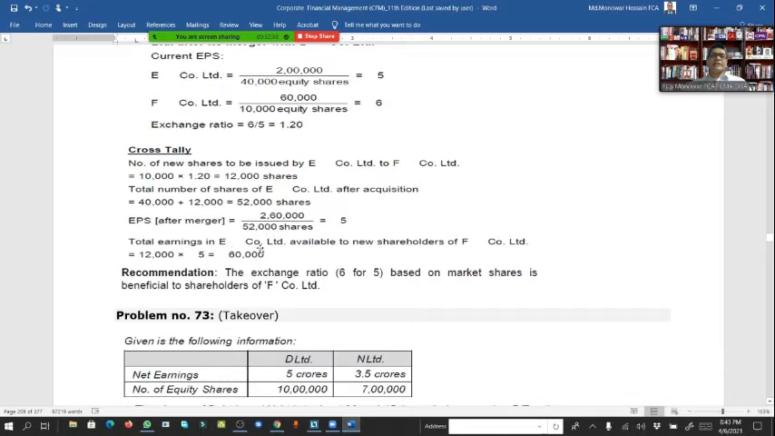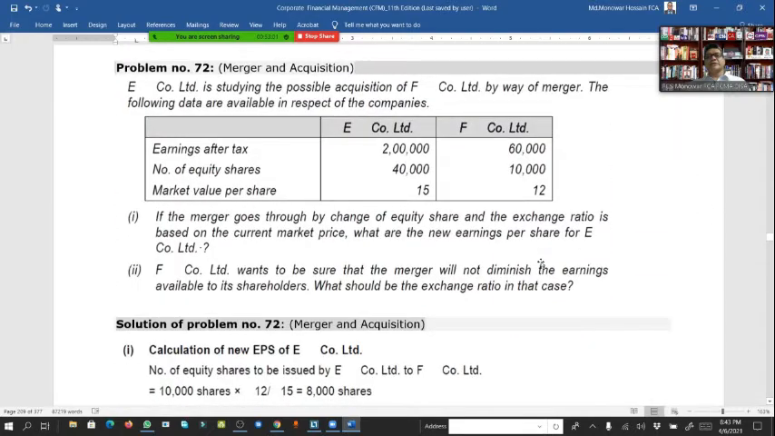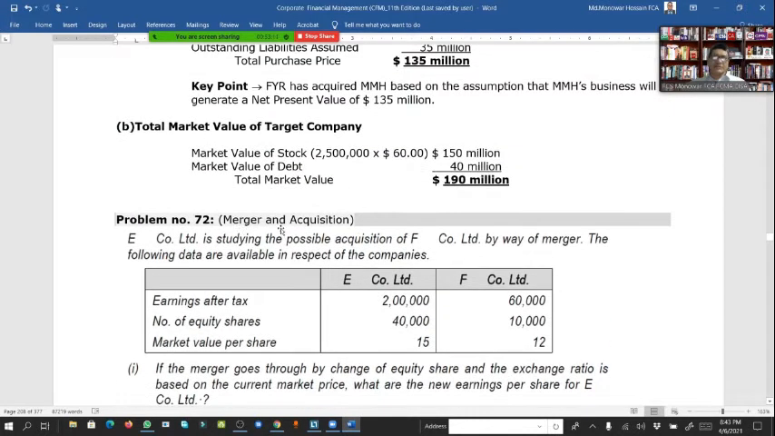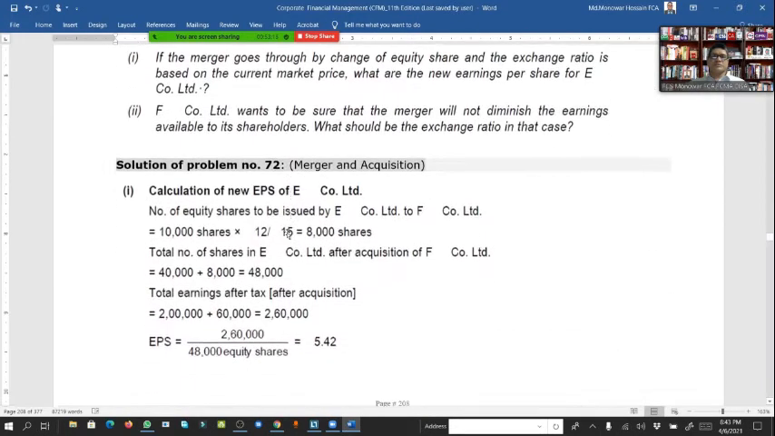So the total earning of E Company now available for new shareholders is 12,000 multiplied by 60,000. Look here, for the 60,000, again here is 60,000. The shareholders of F Limited have no change in any benefit. So it's one kind of question. Sometimes that question may come.